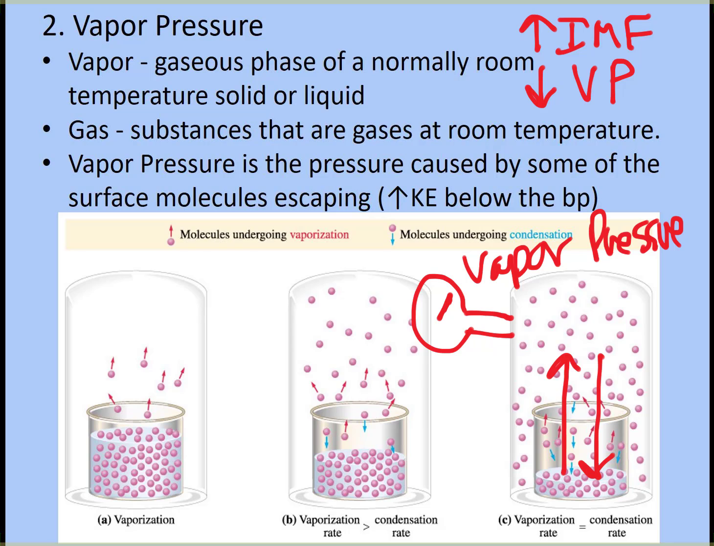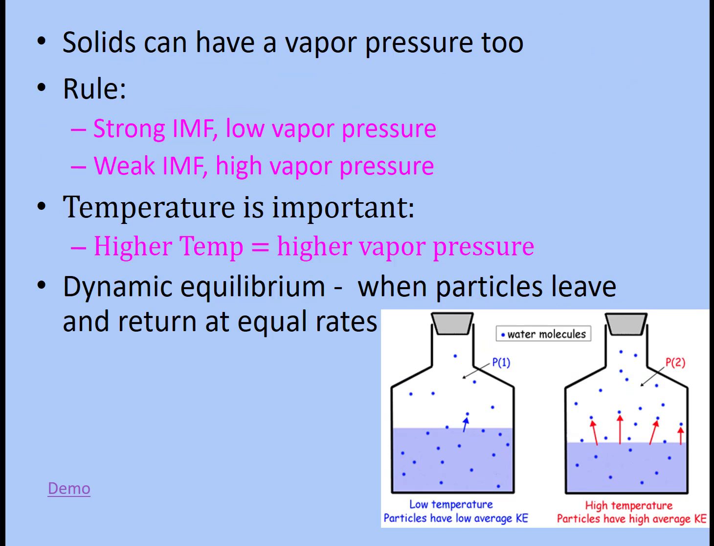Water has a very strong intermolecular force, and so its vapor pressure is a lot lower than other liquids that don't have hydrogen bonding. Now, solids can have vapor pressure too, and this is the rule I was talking about. Strong intermolecular forces, low vapor pressure; weak intermolecular forces, high vapor pressure. And temperature is important because if you raise your temperature, then this causes a higher vapor pressure to occur. And we already talked about dynamic equilibrium, when the particles leave and return at equal rates.